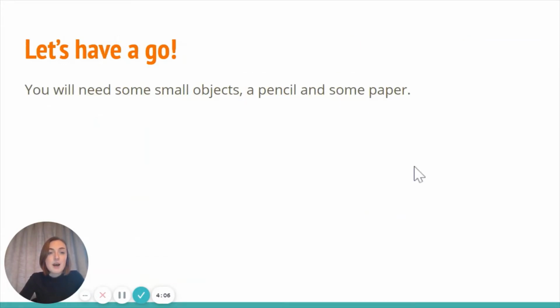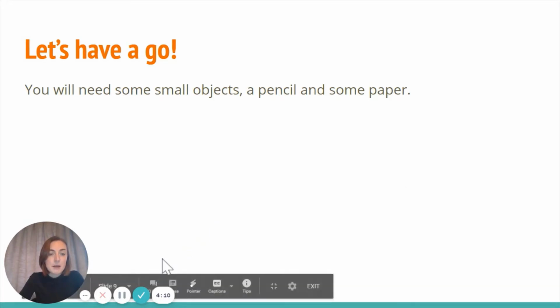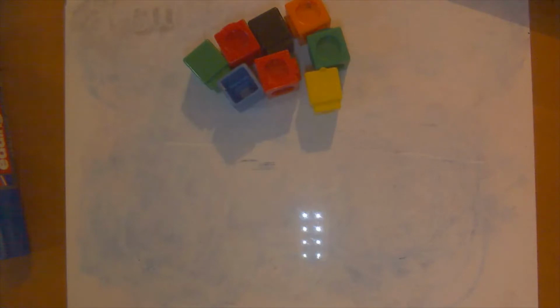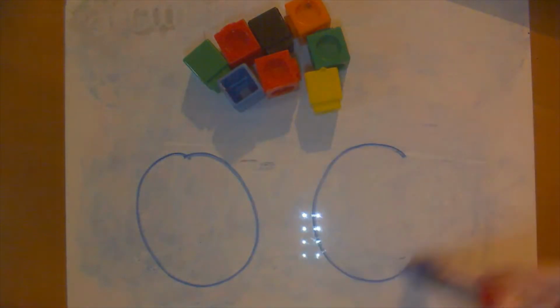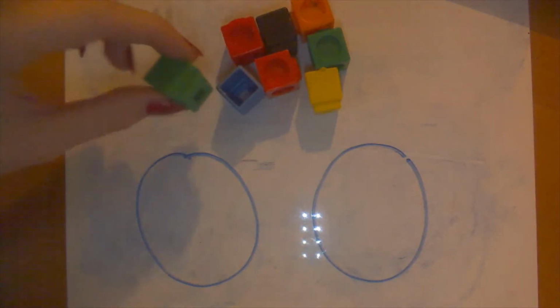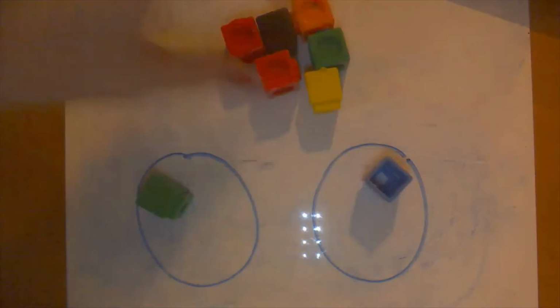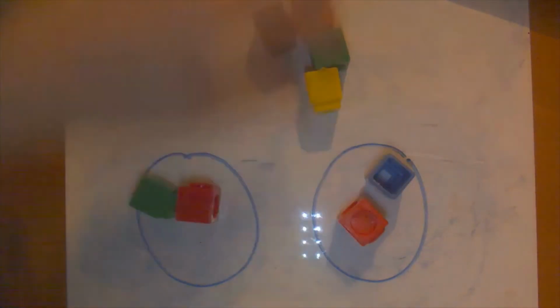Let's have a go at doing that ourselves. Just like yesterday, you will need some small objects, a pencil and some paper. Let's have a look at how to write the number sentence after we've shared these cubes. Here I have 8 cubes and I want to share them equally between 2 groups. 1, 2. Remember, when we're sharing equally, we move 1 cube at a time. Now take it in turns to split them between the groups.